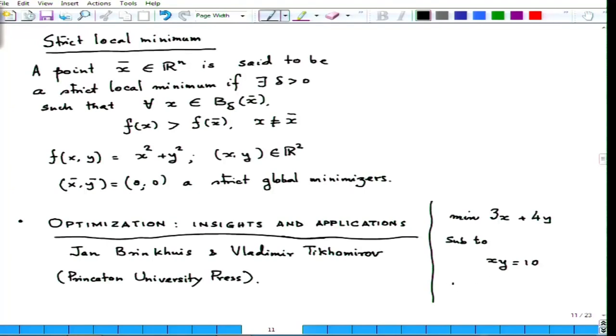So here my set C is the set of all x, y such that x into y is equal to 10. So it consists of all the points (10, 1), (5, 2), (2, 5), where the product is 10, and many, many other points like (1/10, 100) and (100, 1/10). So there are many such points.